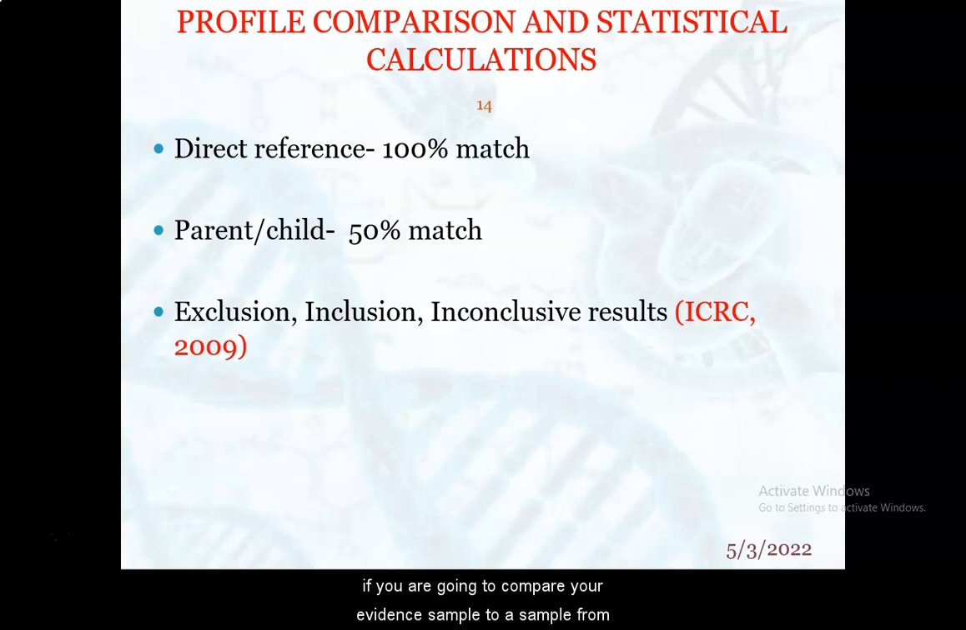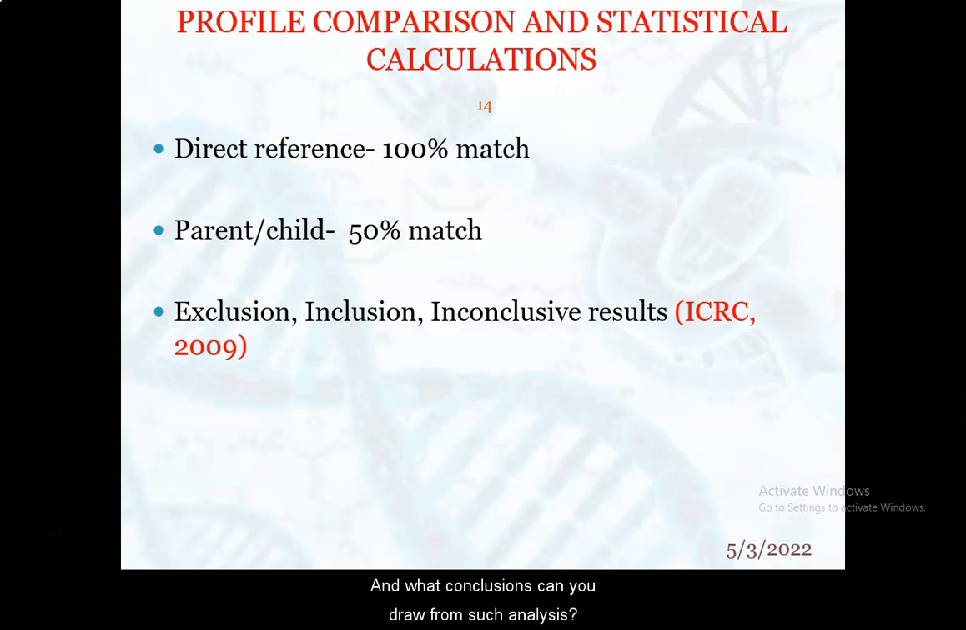If you are going to compare your evidence sample to a sample from a parent or child of the deceased individual, then you should get a 50% match. It means at each single locus, the deceased person should have an allele matching with an allele from the individual you are comparing with. That is the 50% match.